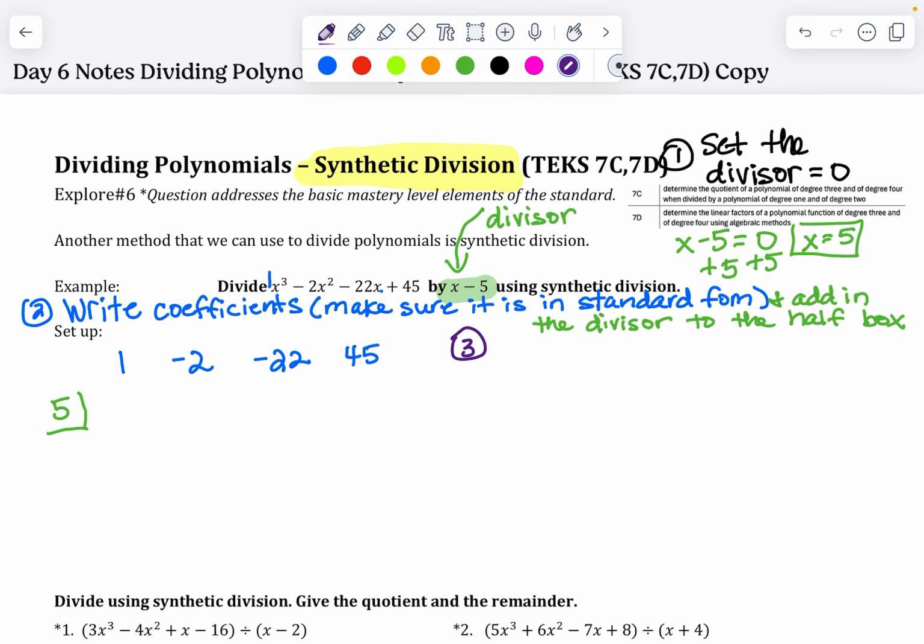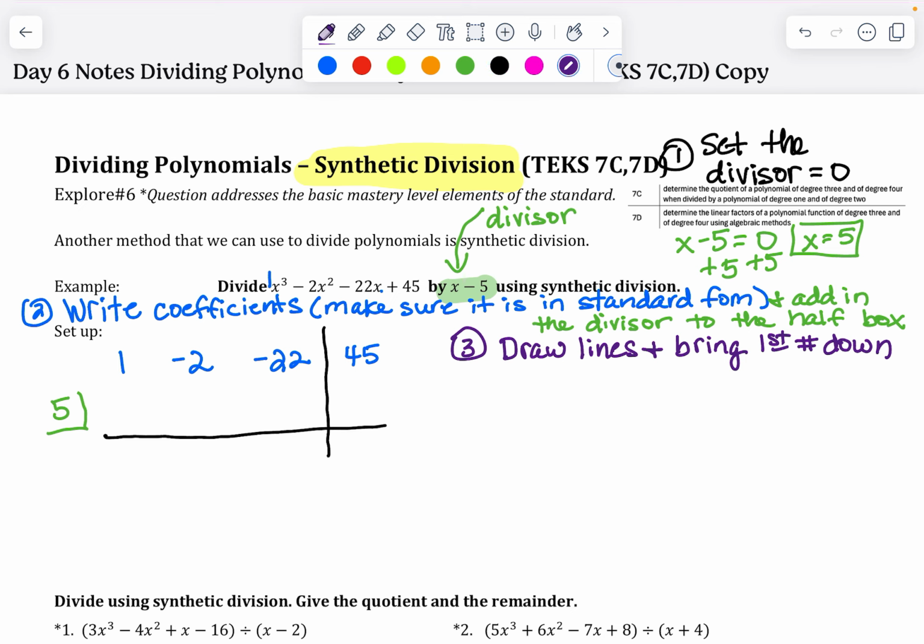Okay, so step 3, we are going to draw lines and bring first number down. So what I mean by drawing lines is you literally, between the last two, you draw a vertical line, and then you're going to draw a horizontal line. Step 3 said to bring this first number down. Okay, we're doing good so far.